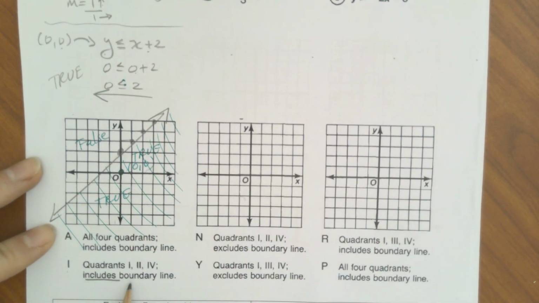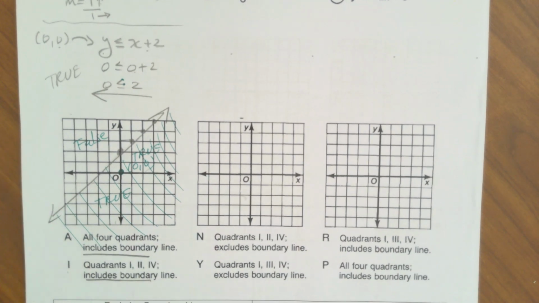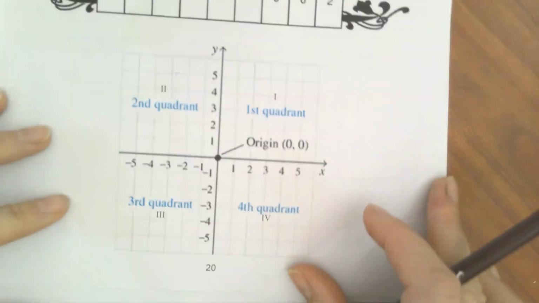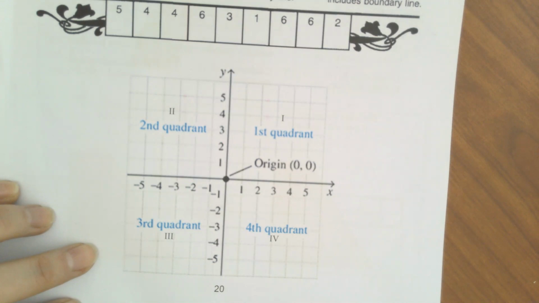Okay, so it includes the boundary line, and it says what quadrants are part of the solution set. And what does it mean by quadrants? When I cut my graph into 4 pieces with the x and y axis, this is called the first quadrant, second quadrant, third quadrant, fourth quadrant. And usually they write them in Roman numerals. So that's 1, 2, 3, and 4 is IV.